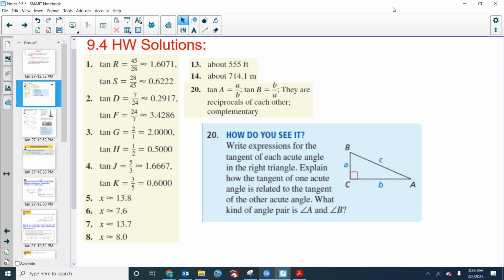Write expressions for the tangent of each acute angle. Well, what are the acute angles in this triangle? A and B. So what's the tangent of A? What's the tangent of A? A over B. What's the tangent of B?